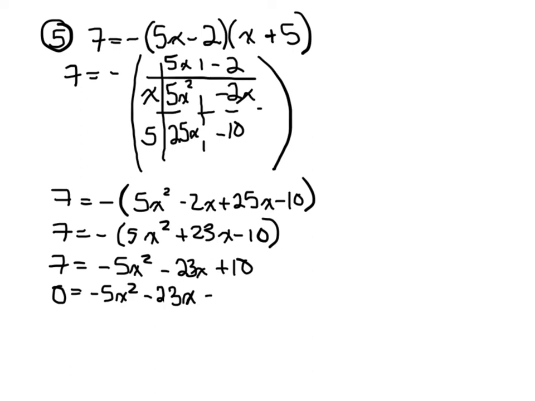And plus 3. So there we have it. So now the first thing we should attempt to do is to factor this. And when we're factoring, we always make sure we common factor out the negative. So I have minus bracket 5x squared plus 23x minus 3.